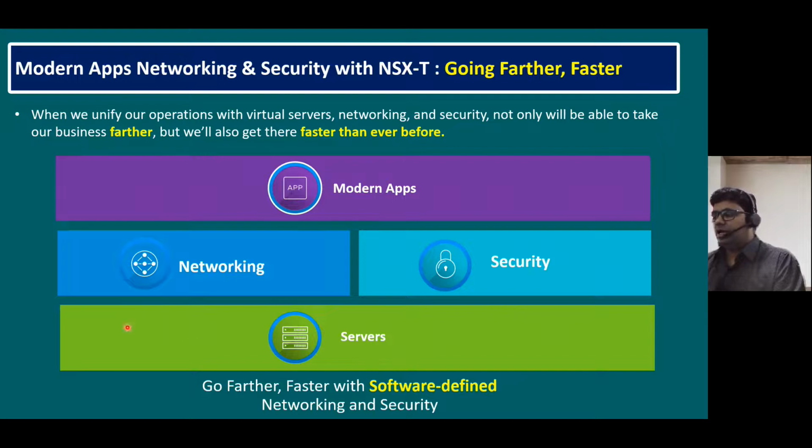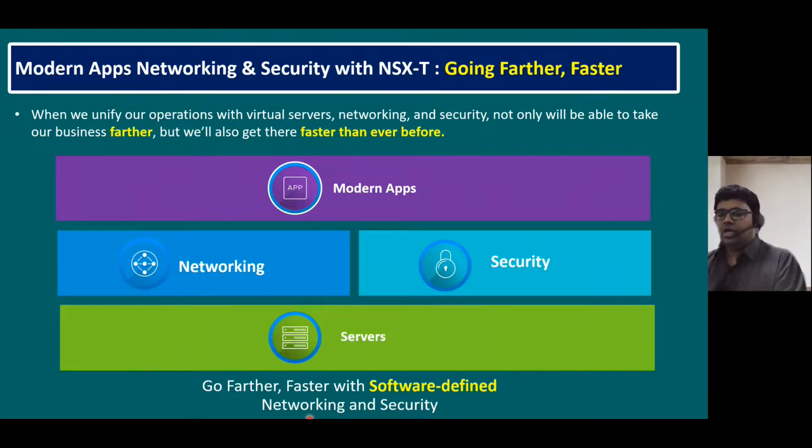Suppose in this diagram, our basic infrastructure layer is servers. On top of the virtualization layer ESXi, we are installing NSX. NSX provides network virtualization and security. On top of the network virtualization and security, we can install our production related modern applications. So the benefit is to go further and faster with software defined networking and security.